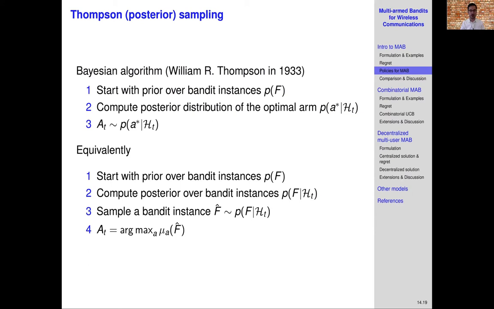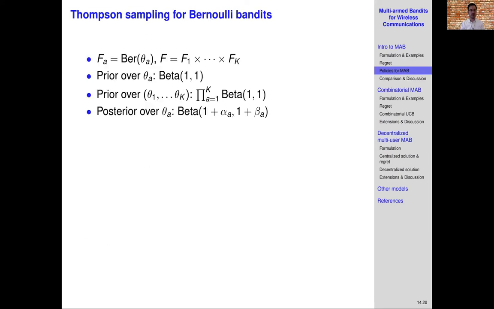We start with a prior over bandit instances, compute the posterior over bandit instances. Then we sample a bandit instance from the posterior and select the arm that maximizes the expected reward in the sampled bandit instance. I will explain in detail how to perform Thompson sampling for Bernoulli bandits.